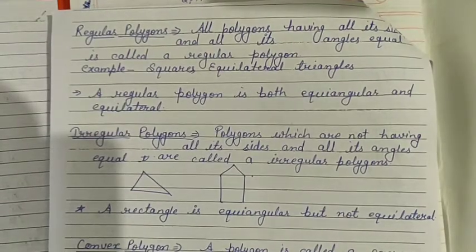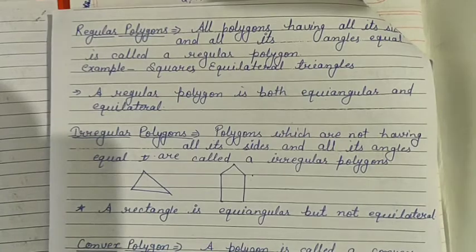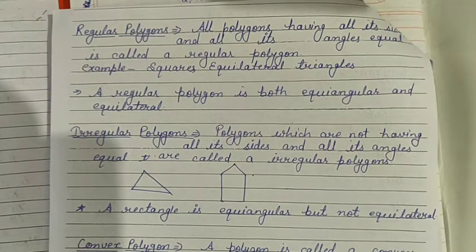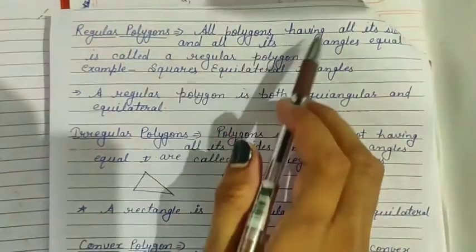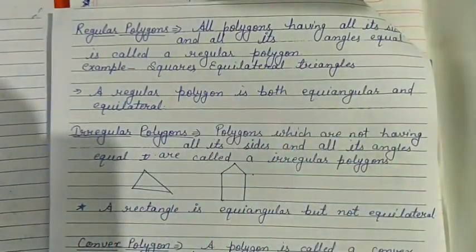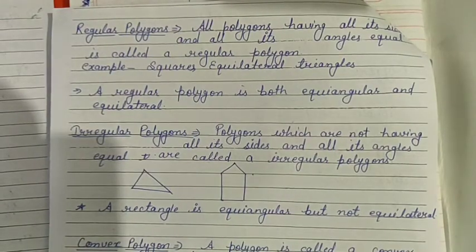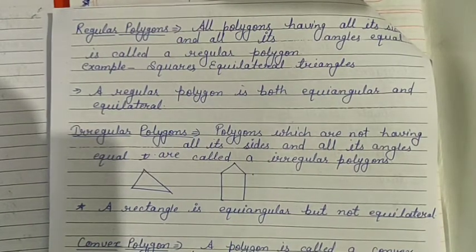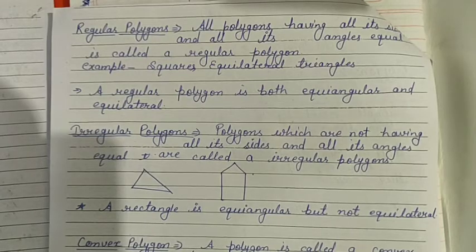Now we will do regular polygons and irregular polygons. So firstly, what are regular polygons? A polygon having all its sides and all its angles equal is called a regular polygon.